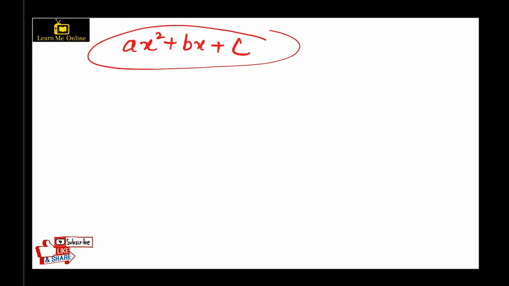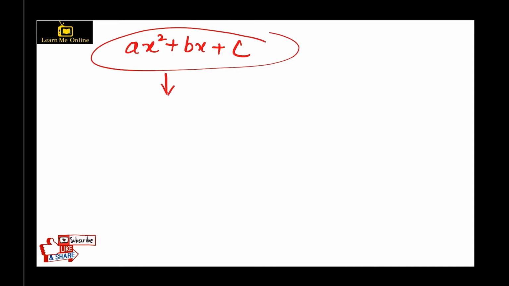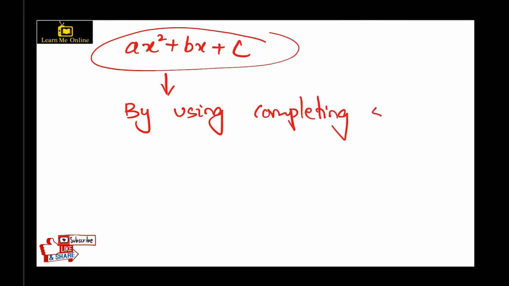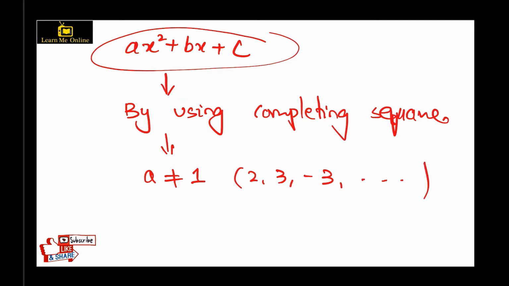In the previous video, we talked about the ones where a equals 1. But in this video, we are doing quadratic factorization using the completing the square method when a is not equal to 1. So a could be any number other than 1. It could be 2, 3, -3, or any number. Let's have a look at the first example, of how we can factorize the quadratic expression by using the completing the square method when the x squared coefficient is not 1.